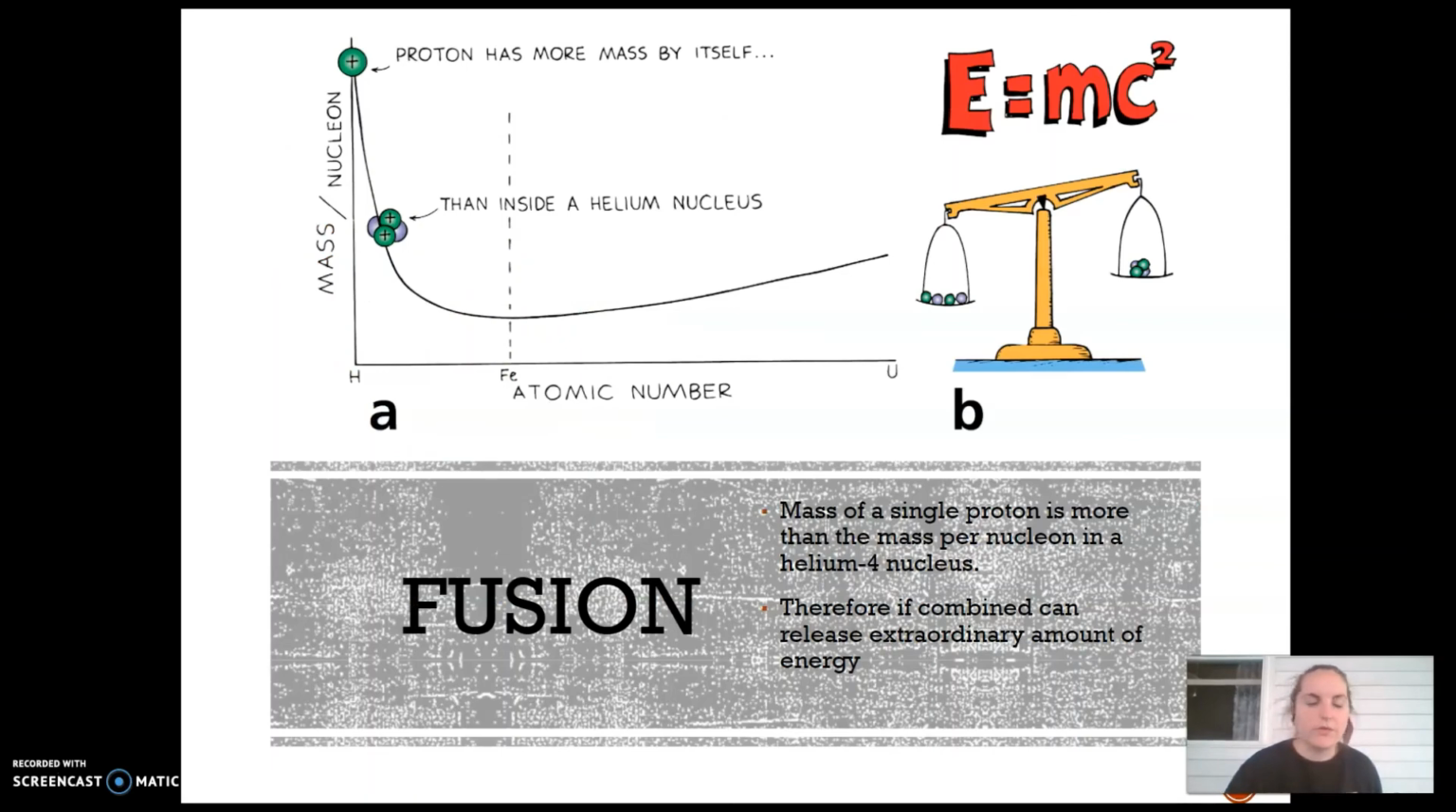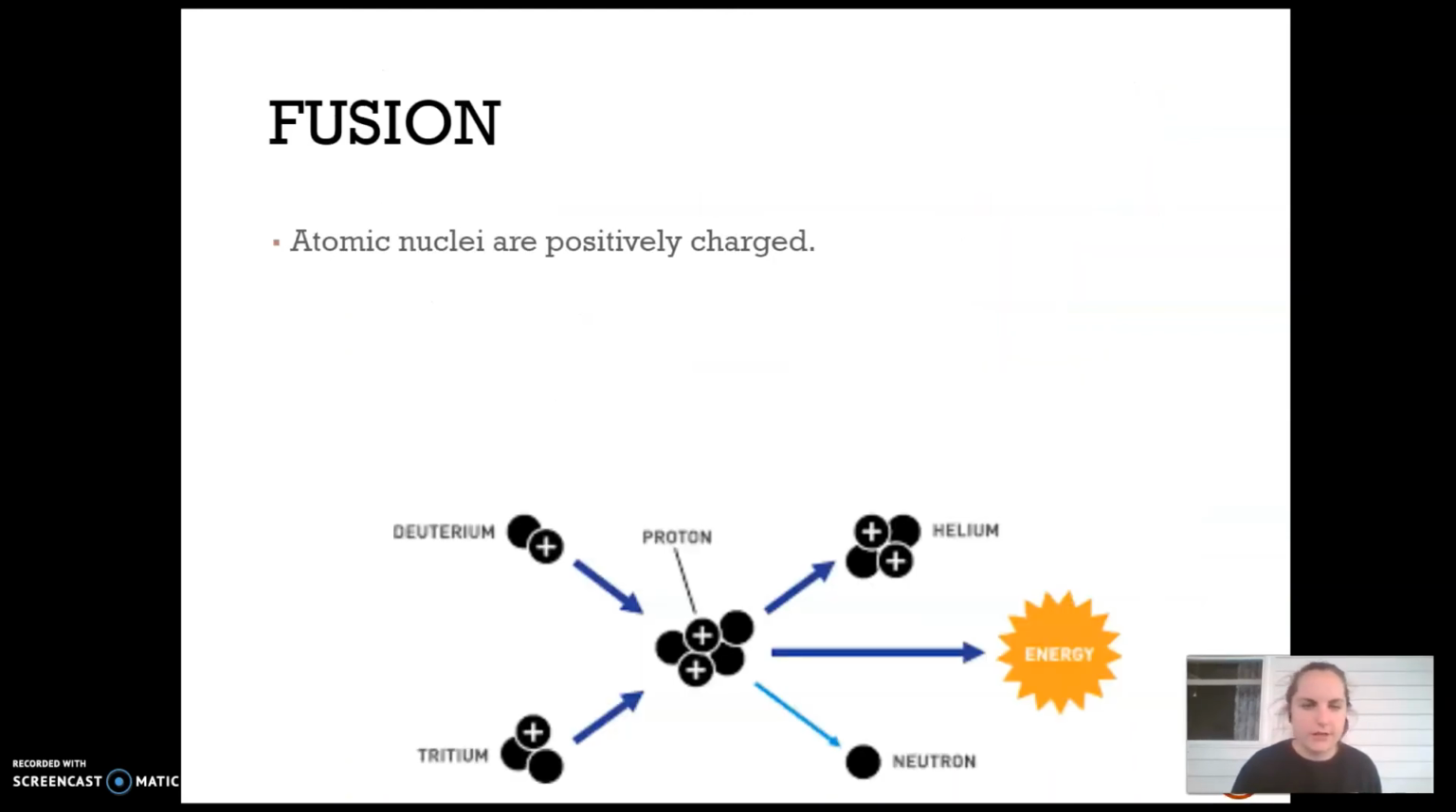Okay, so when we're looking at fusion, again, it's with these smaller mass types, with these smaller atoms. So a proton has more mass by itself than inside a helium nucleus, where you can see that energy is going to increase. So the mass of a single proton is more than the mass per nucleon in a helium-4 nucleus. Therefore, if combined, it can release extraordinary amounts of energy. And that is called a fusion nuclear reaction.